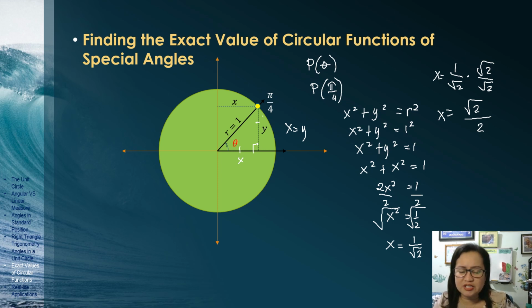Now since this is equal to y, therefore we can express that the trigonometric point will have a coordinate of square root of 2 over 2, square root of 2 over 2.